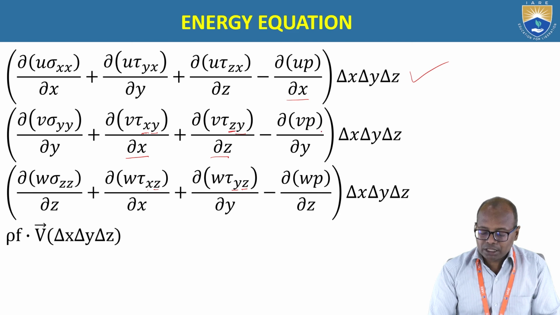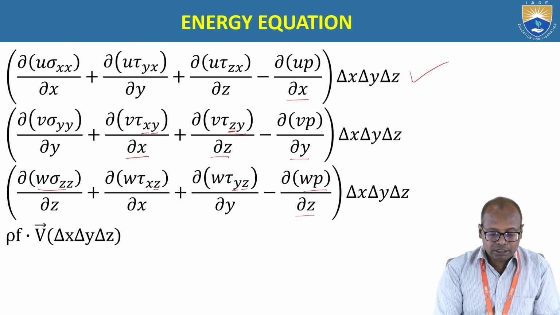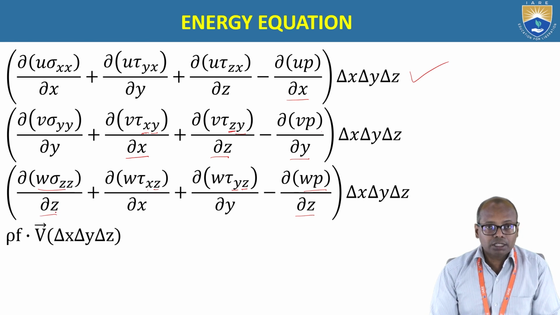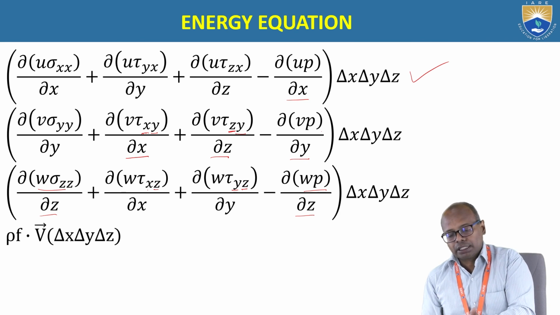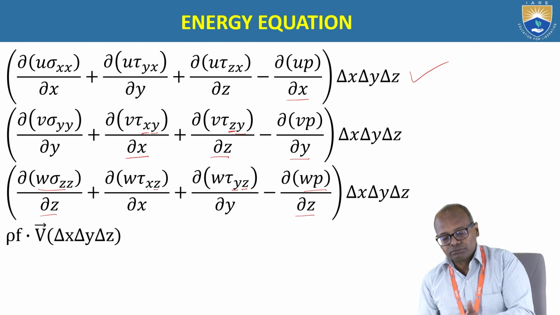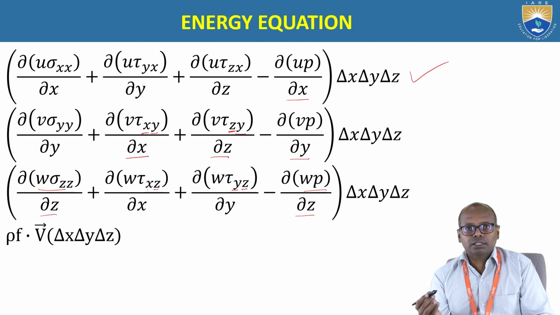Now this pressure is varying in y direction, so I have put dou y here. This pressure is varying in z direction, so I put z here. So here sigma zz is varying in z direction, because it is acting normal to the z direction. So it is acting in z direction and varying in z direction.